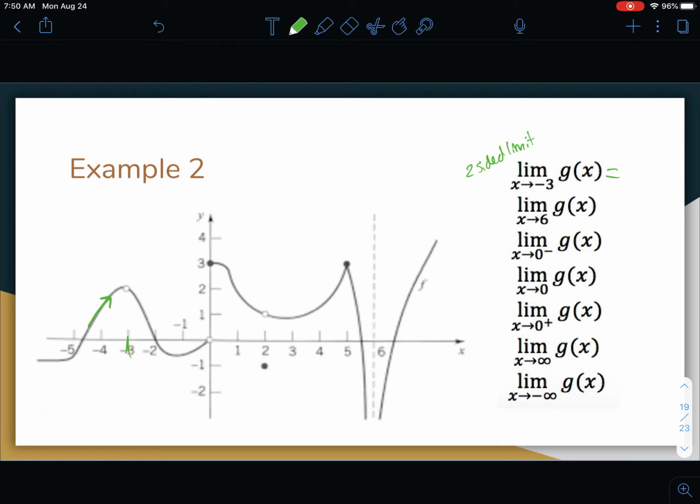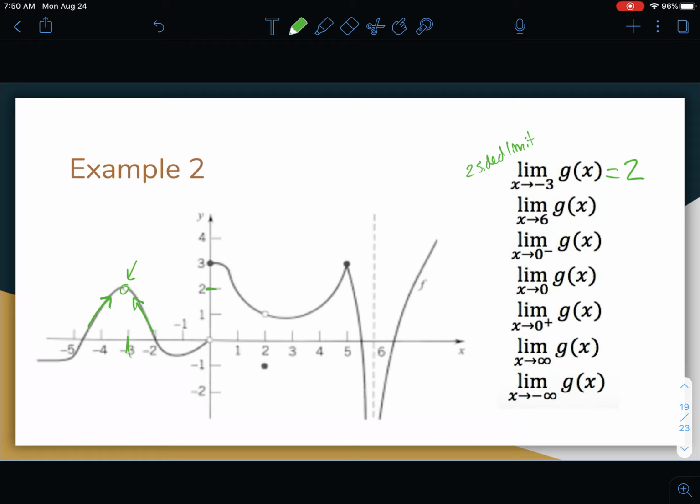As we come in from the left and we come in from the right, they both approach the same value of 2. So that limit does exist. That two-sided limit exists because they both approach it. It does not matter that that is an open circle. They are still getting closer and closer to the value of 2.